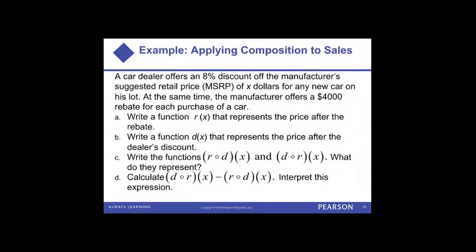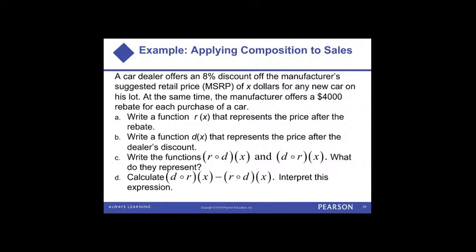It says a car dealer offers an 8% discount on the manufacturer's suggested retail price (MSRP) of X dollars for any new car on its lot. At the same time, the manufacturer offers a $4,000 rebate for each purchase of a car. Write a function R of X that represents the price after the rebate. Write a function D of X that represents the price after the dealer's discount. Write the function R compose D of X and D compose R of X, and then interpret what it means. And then calculate D of R minus R of D and interpret what this means. Okay. So let me help you get started.